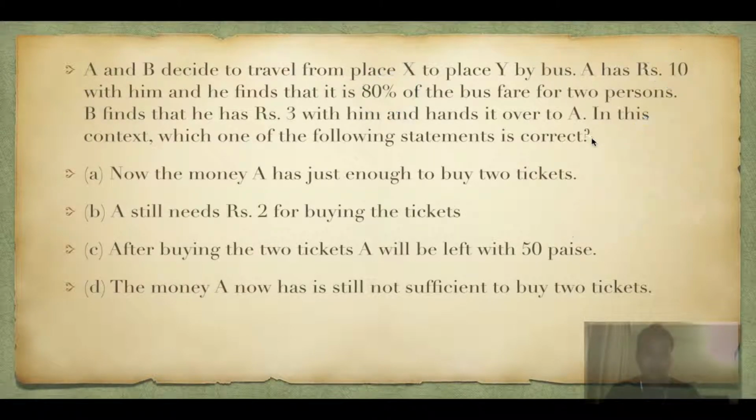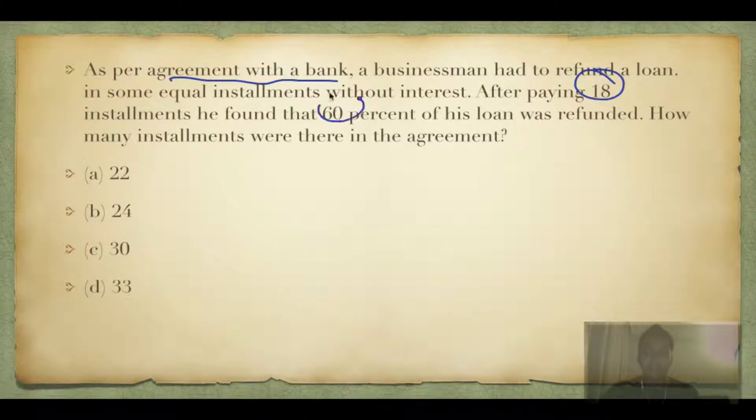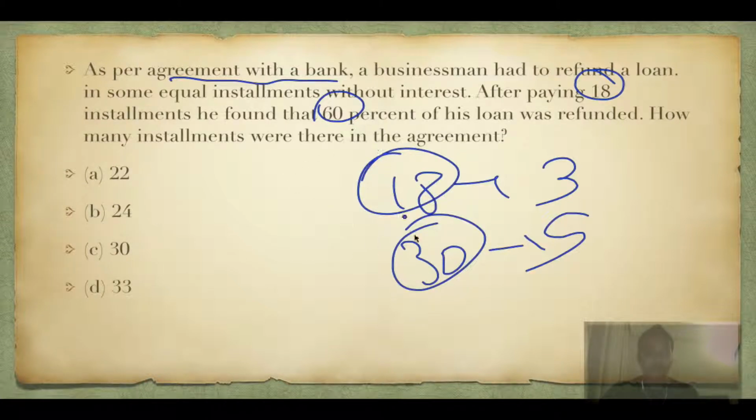This is how I'll work. So, as per agreement with the bank, now I'll show how I'll work. After paying 18 installments, he wants 60% of his loan refunded. How many installments are there in the agreement? So 18 is 60%, so 18 is 3 parts, so 30 is 5 parts. So 18 is 60%, 30 is 100%. So how many installments are there in the agreement? Answer is 30. It's as simple as that.